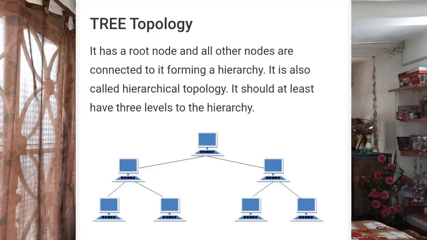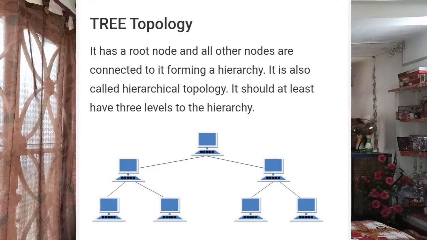Now we have to learn tree topology. A tree topology has a root node and all other nodes are connected to it, forming a hierarchy. As we see on the diagram, there are 3 levels of hierarchy in such type of topology. The first one is the root, then there are 2 children of this root, and the children have subchildren, 2 subchildren in the figure. It forms a 3-level structure, that's why it is also known as hierarchy topology.